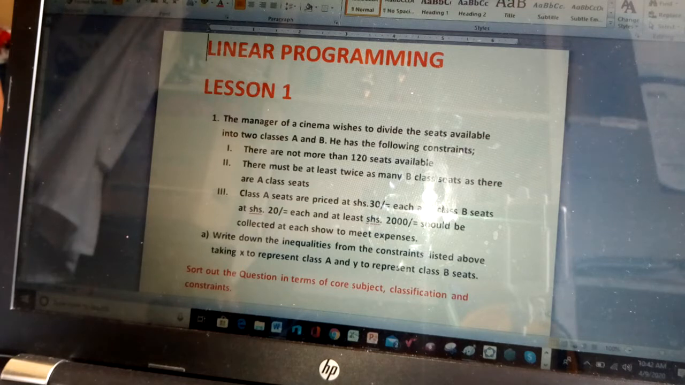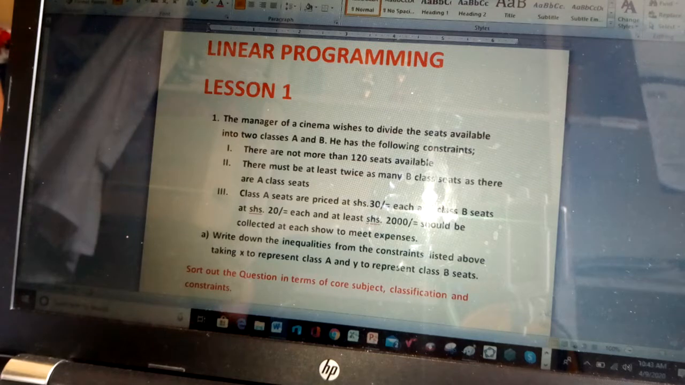Constraints. One, there are more than 100 seats available. And the seats are in class A and class B. There must be at least twice as many B class seats as there are A class seats. Okay? So you really have to comprehend that sentence, that the B seats must be twice as many. That is at least. Then class A seats are priced at 30 and B at 20. And for the show to commence, the minimum we require for any show is 2,000.